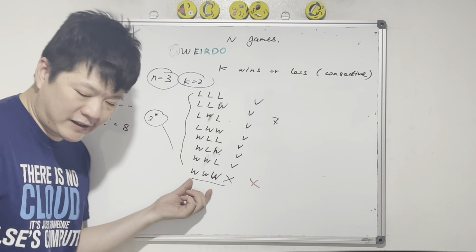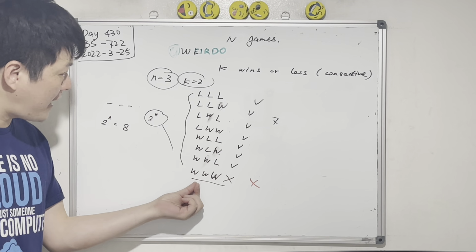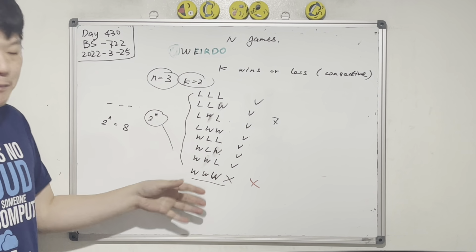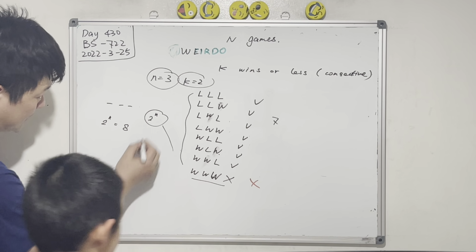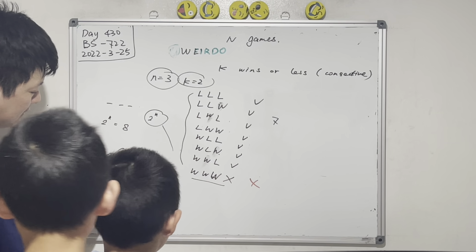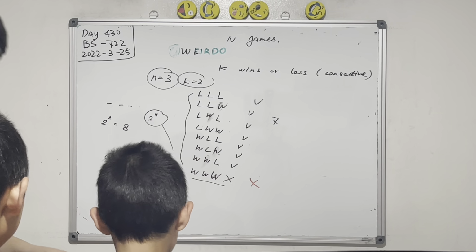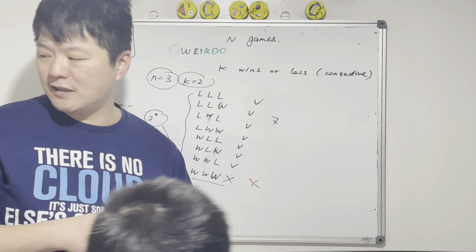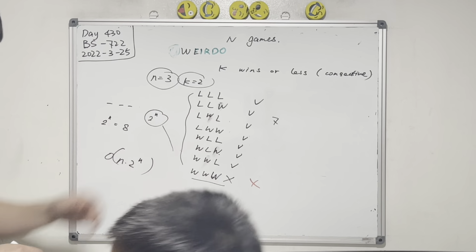If we're given a game outcome, it takes O(n) time to check if the consecutive wins are less than k, if it meets the requirement. So the time complexity is O(n) times 2 to the power of n. This is the total complexity. Do you get it? So certainly we don't want this. This is too complicated.